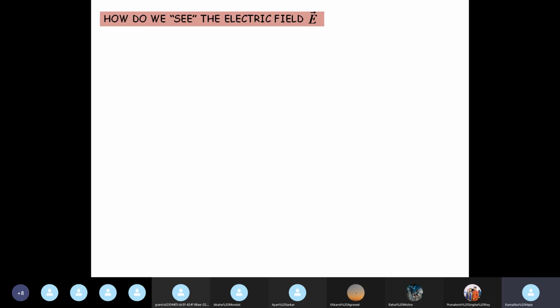Now, how do we see the electric field? We saw what an electric field physically means. We saw how to mathematically express the electric field. We saw from the expression of the electric field what is the unit of electric field. We saw what its dimension is. Now we have to figure out whether we can actually see, observe an electric field. There are several test charges, or there is a single test charge or a single source charge, and we want to visualize the electric field due to these charges. Is it possible at all?